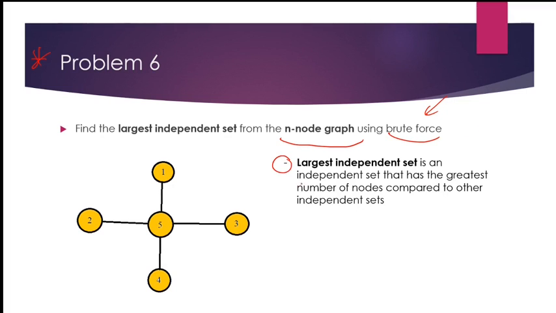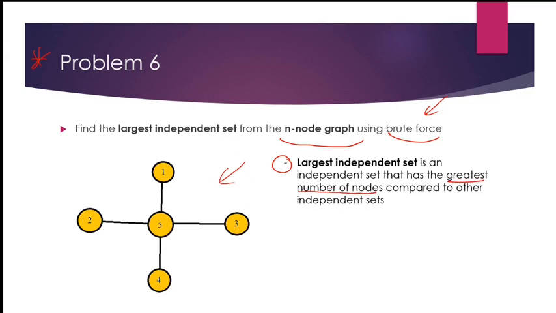From problem 5, you already have some basic understanding of an independent set, which is a set where any pair of nodes in the set does not share any common edge between them. So let's say the set of 1 and 2, there is no common edge between them due to the 5 node in the center. And after you find all the possible independent sets, you want to pick the one with the greatest number of nodes.